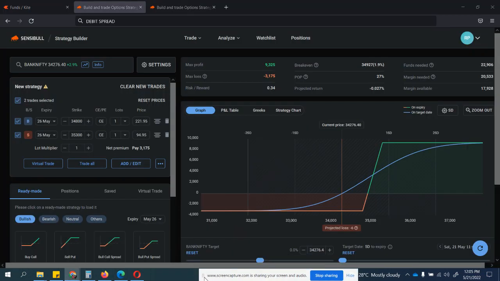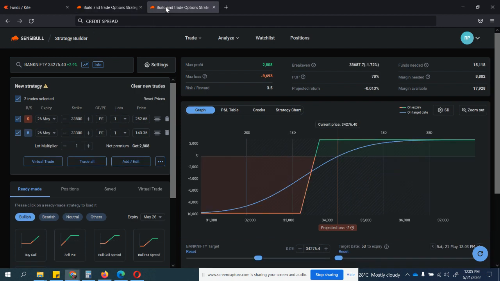So today we will be discussing the difference between the debit spread. For your reference, I've written here debit spread versus the credit spread.